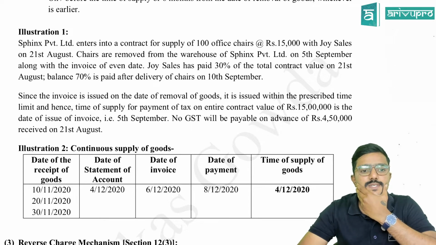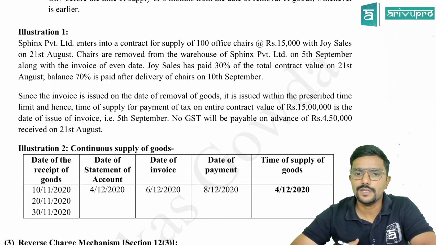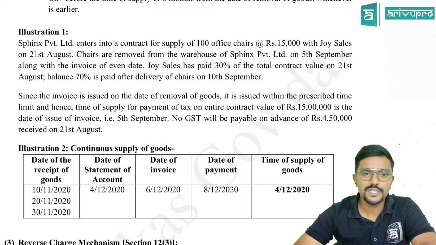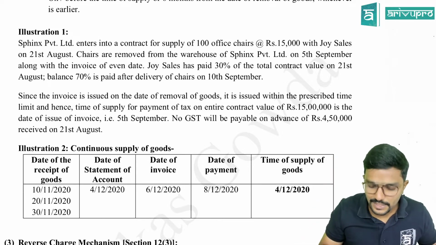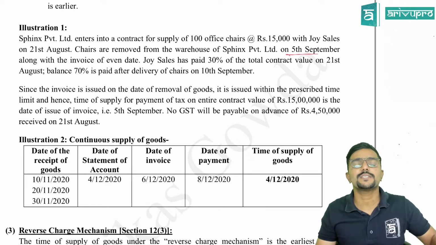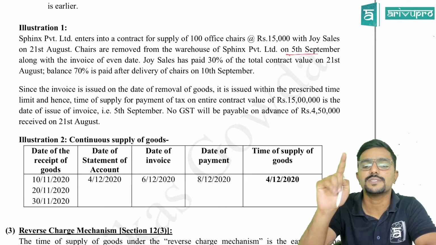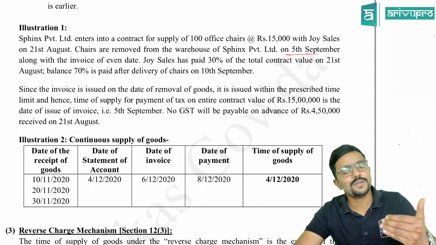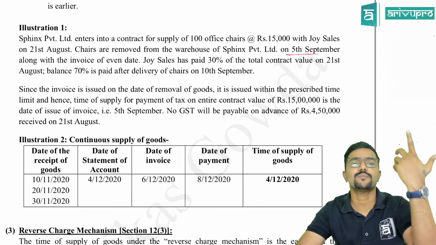Illustration 1. Spinks Private Limited enters into a contract for supply of 100 office chairs at 15,000 with Joy Sales on 21st August. Chairs are removed from the warehouse of Spinks Private Limited on 5th September. So there is a movement of goods, guys. What is the due date to issue invoice? 5th September. Along with it, the invoice is also issued on 5th September. So no problem, the actual date is also 5th September, and the due date is also 5th September.